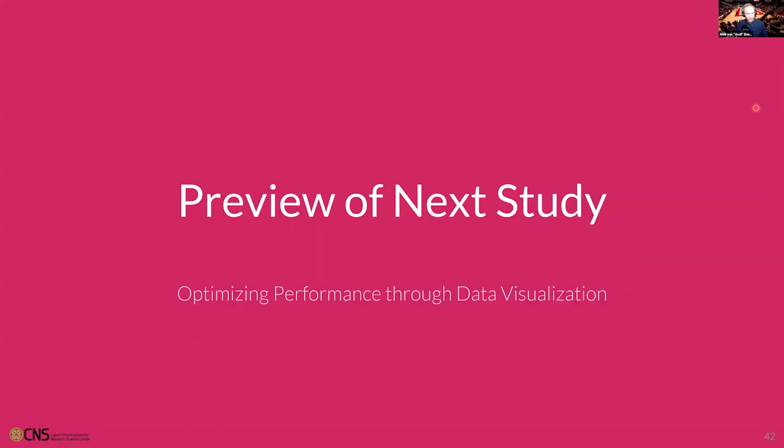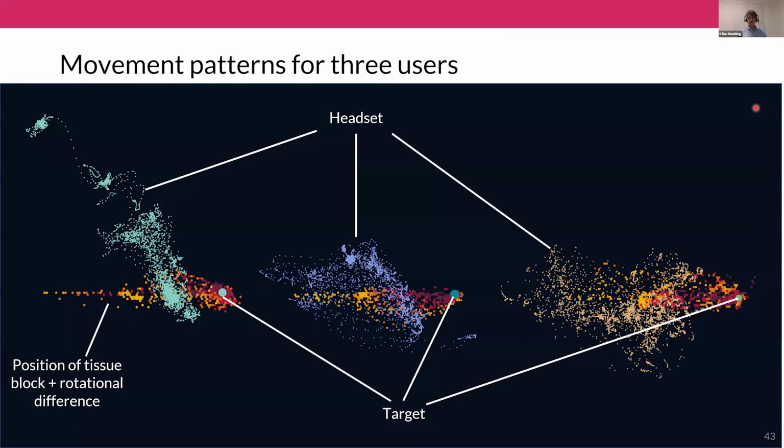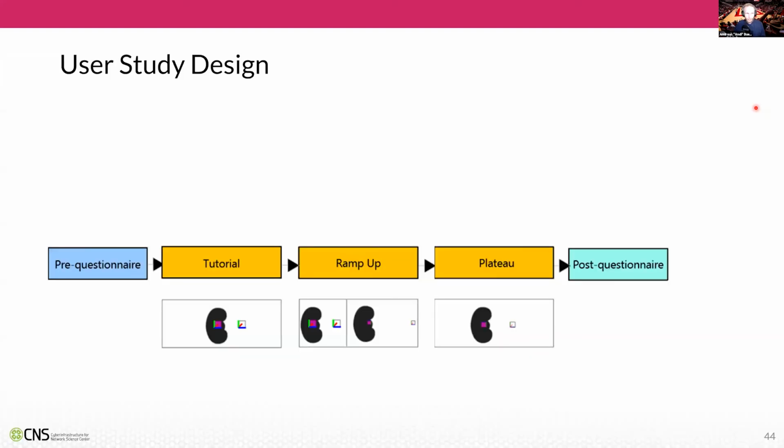Here we go. So we looked at all of this really pretty data that we got out of the RUI user study. And we thought there must be a way to allow people to optimize their performance through the use of data visualization. After all, data visualization is kind of what we do in our lab. So we came up with a modified user study design. This is the current user study design that we have.